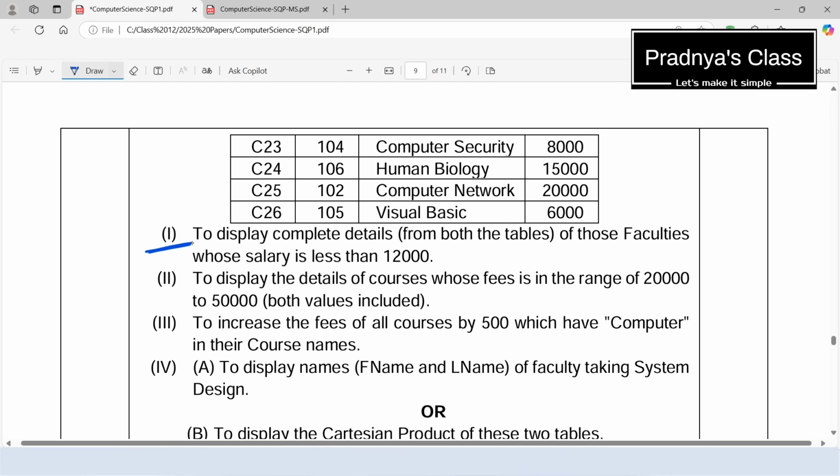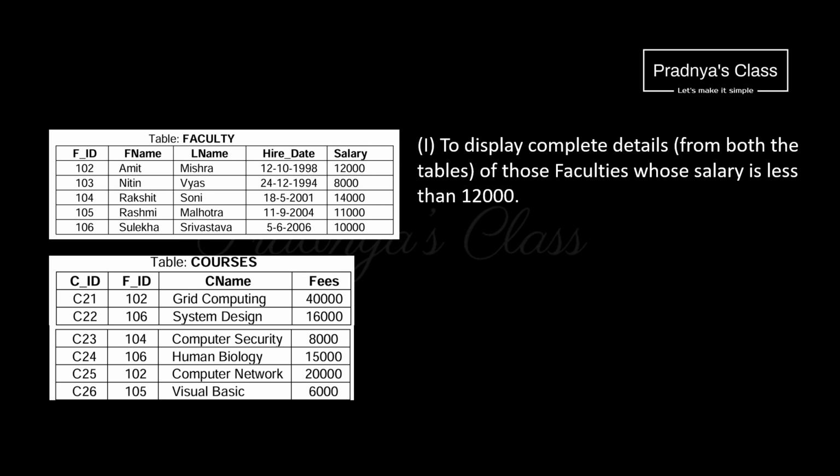So let's read the instruction: to display complete details from both the tables of those faculties whose salary is less than 12,000. Look at the salary of the faculty. This is the sad reality. No worries. Let's work out here. We need the details from both the tables. So here we will be using one of the joins. Hope you remember all the types of joins we have discussed already in the previous video.